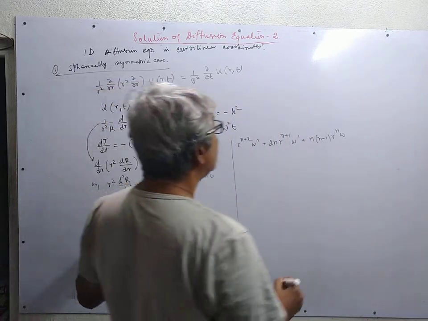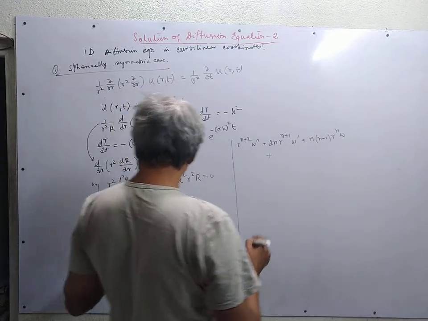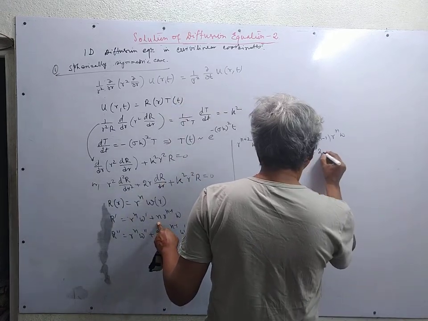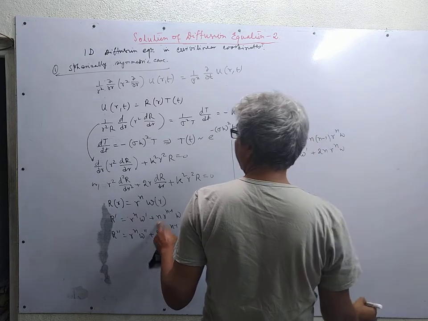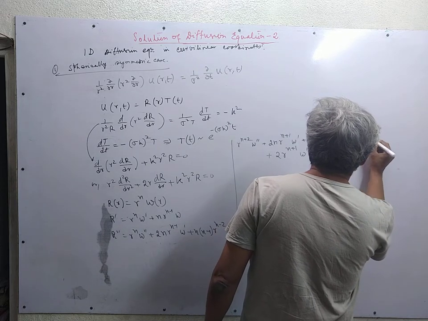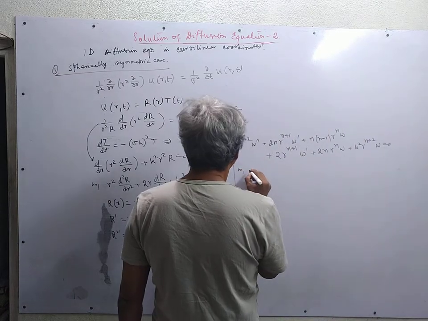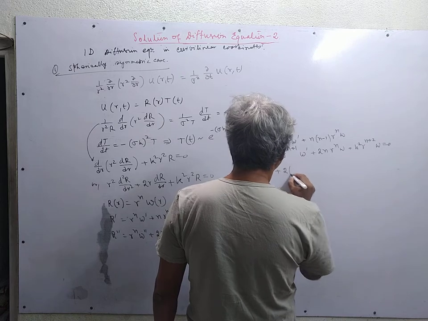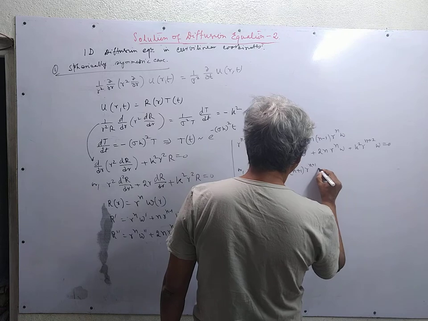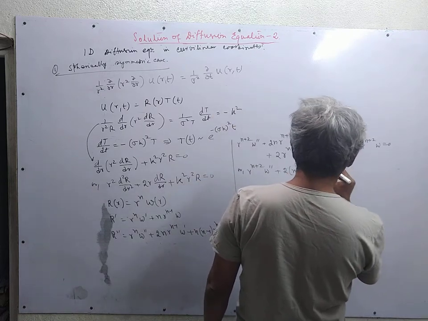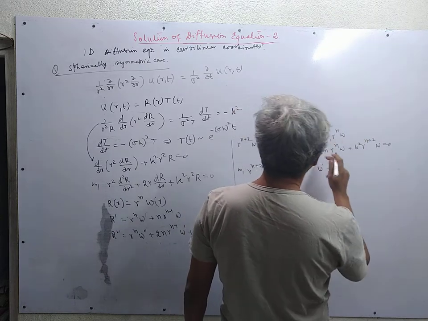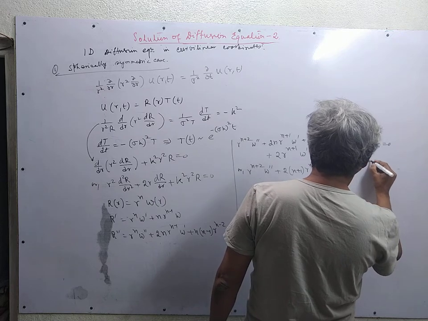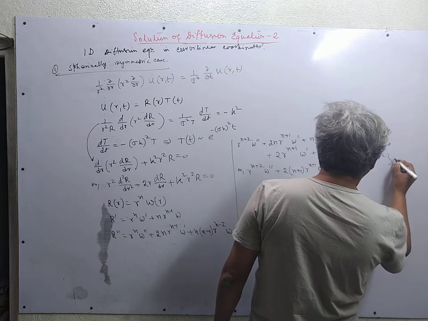This term originates from the first term. From the second term we get 2r to be multiplied, so 2 r to the power n plus 1 omega prime plus 2n r to the power n omega, plus k square r to the power n plus 2 omega is equal to 0, or r to the power n plus 2 omega double prime plus, and we have this term n into n plus 1 r to the power n, plus k square r to the power n plus 2 omega is equal to 0.